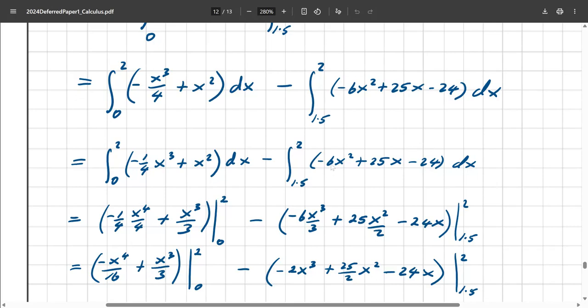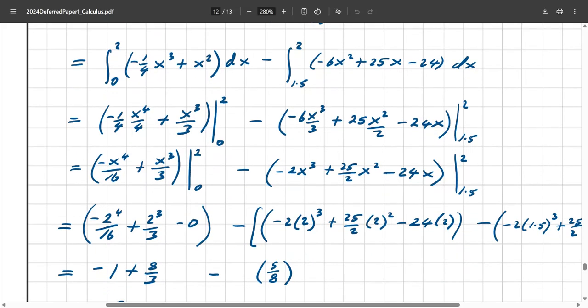Put the minus 6 in front. X cubed over 3. Put the 25 in front. X squared over 2. Minus 24x. I mean, think about it. If you had 24x and differentiated, you get 24. So the reverse integration. If you integrate 24, you get 24x. Hang on to your limits with a straight line, 2 and 1.5. And now it's just calculator work really.